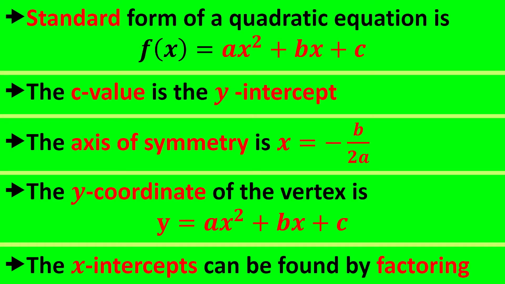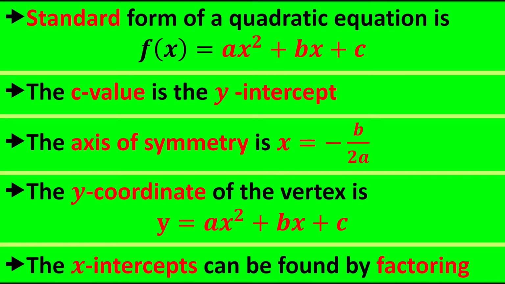Standard form of a quadratic equation is f of x equals ax squared plus bx plus c. The c value is the y-intercept. The axis of symmetry is calculated by using the equation x equals -b over 2a. The y coordinate of the vertex is calculated by using y equals ax squared plus bx plus c. And the x-intercepts can be found by factoring.